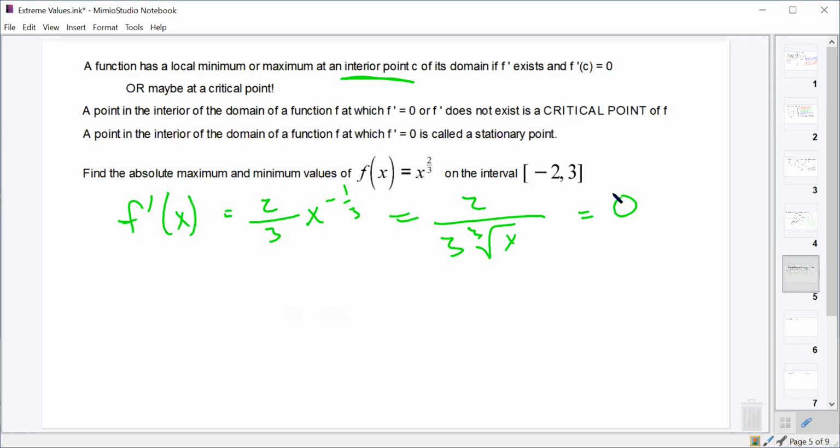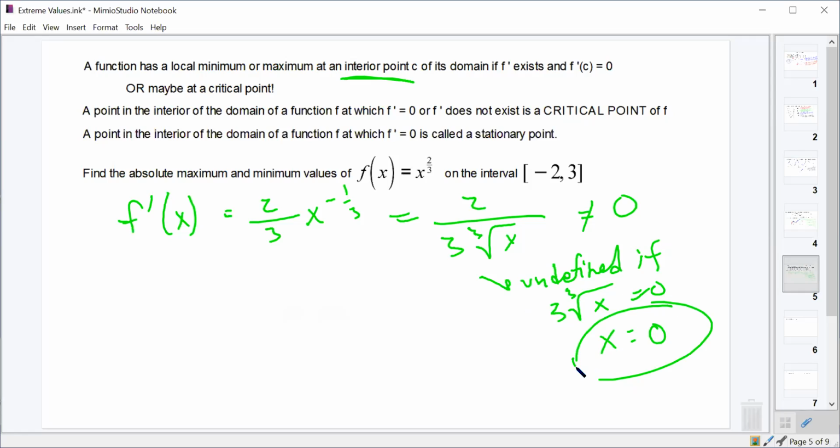It will never equal 0, right? It does not ever equal 0 because it only equals 0 if the numerator equals 0 and 2 doesn't equal 0. So when is it undefined? It's undefined if what part equals 0? The denominator. If the denominator equals 0. So when does that equal 0? That'd be at x equals 0. Exactly. So we only have one critical value. This is our only critical value or critical point. But we also need to check the endpoints.